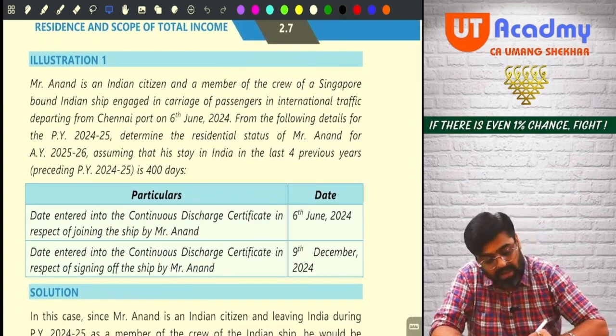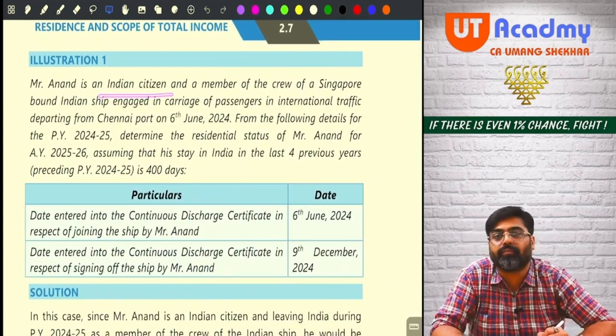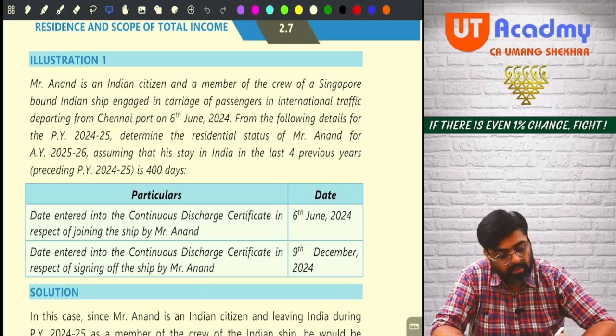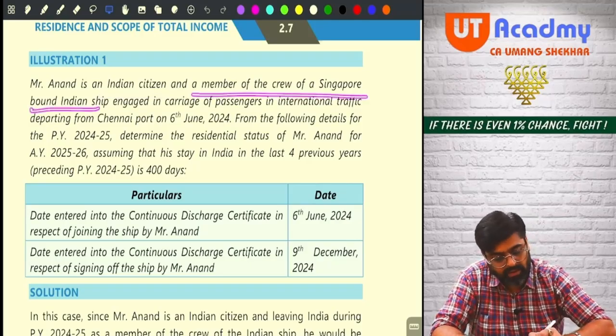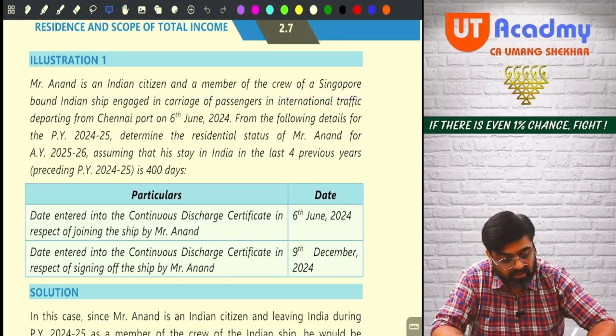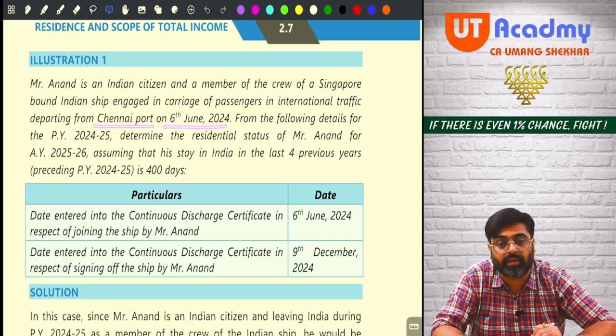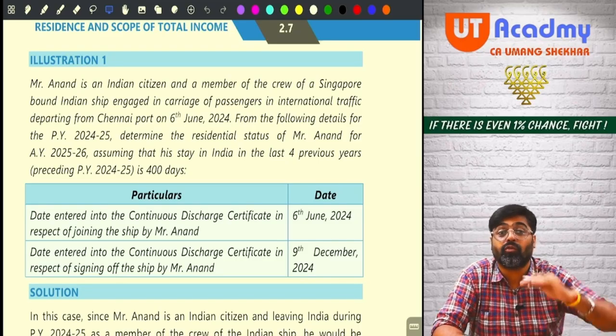Now pay attention. Mr. Anand is an Indian citizen, a member of the crew of a Singapore-bound Indian ship engaged in carriage of passengers in international traffic, departing from Chennai port on 6th of June 2024. Believe it or not, Anand is leaving in this year as a crew member on an Indian ship.